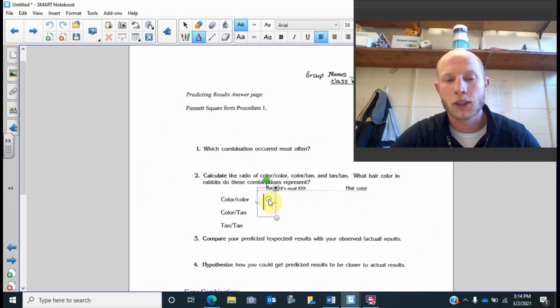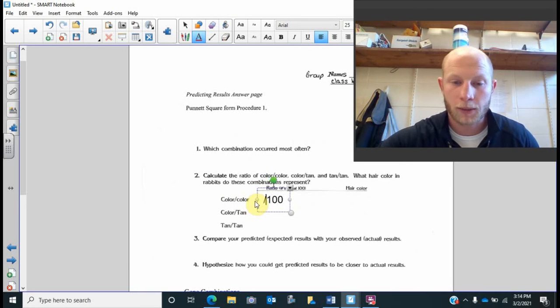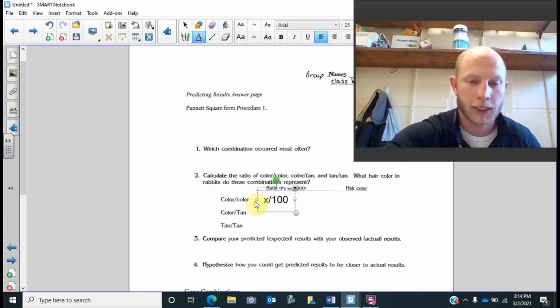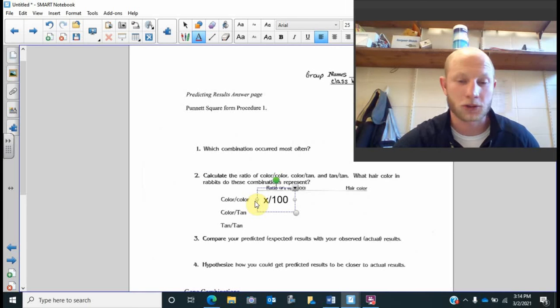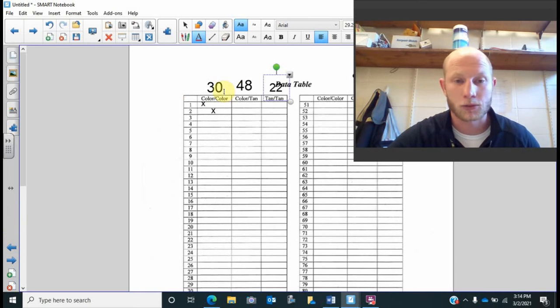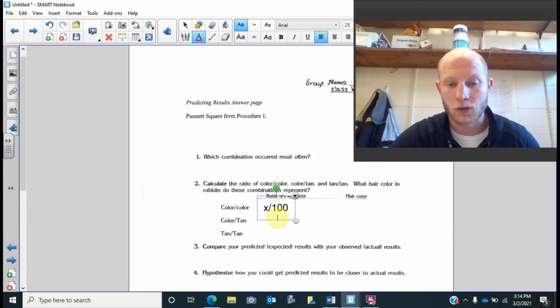What was your ratio? So then our ratio would be how many times did I actually draw color out of 100? So how many times did I draw color? That's for you to figure out. It shouldn't be too hard. Like I said, it's the numbers right here. You're going to do that for color tan. What's going to be the hair color of these three different things?